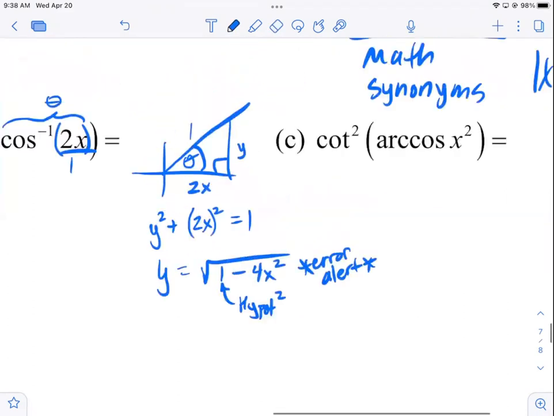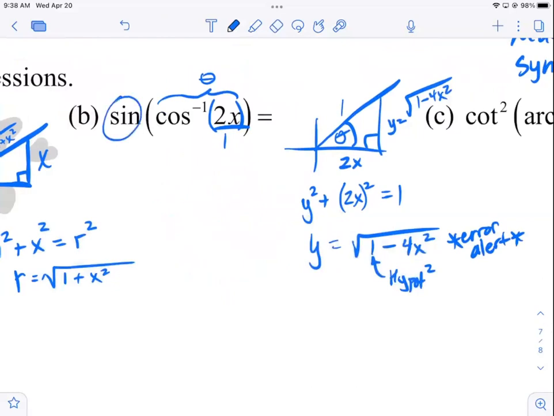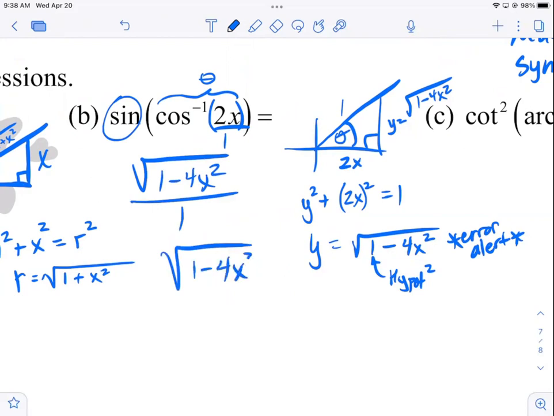All right. And now that I know the y value is the square root of 1 minus 4x squared, I know all three sides. Let's go ahead and pull the sine ratio off. What's the sine ratio of this triangle? y over r, or opposite over hypotenuse. So it should be the square root of 1 minus 4x squared over 1, also known as the square root of 1 minus 4x squared. And there you go. That's where we'll stop today. You have your own identity right there.